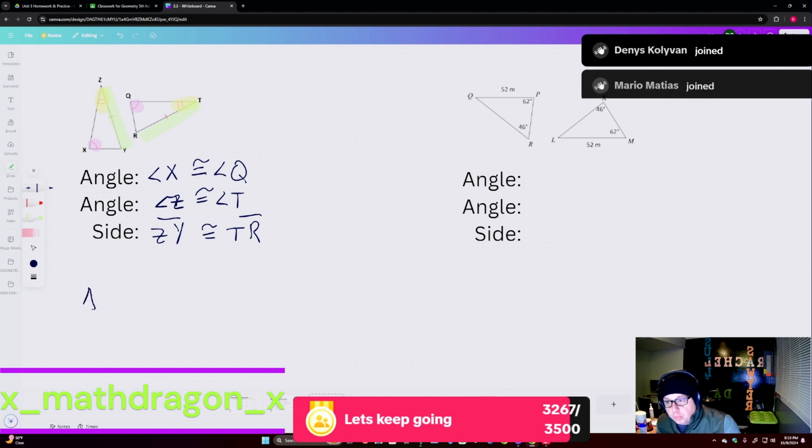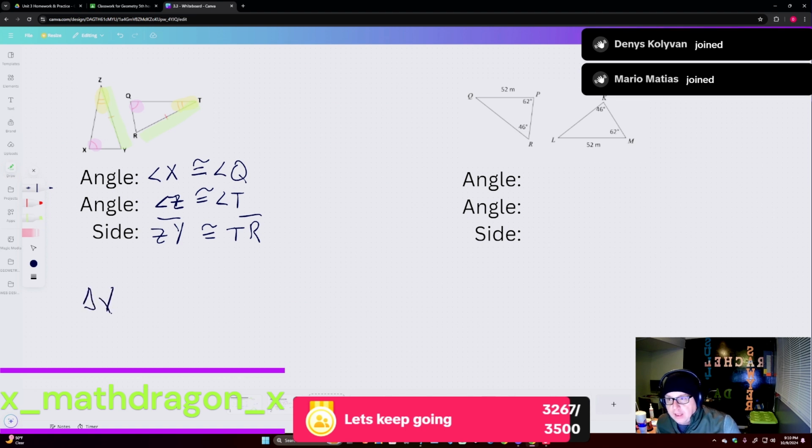So then we can prove that triangle XZY is congruent to triangle QTR. So if we do XZY, QTR, use what you have to help you out. If I said X to Z to Y, Q to T to R.